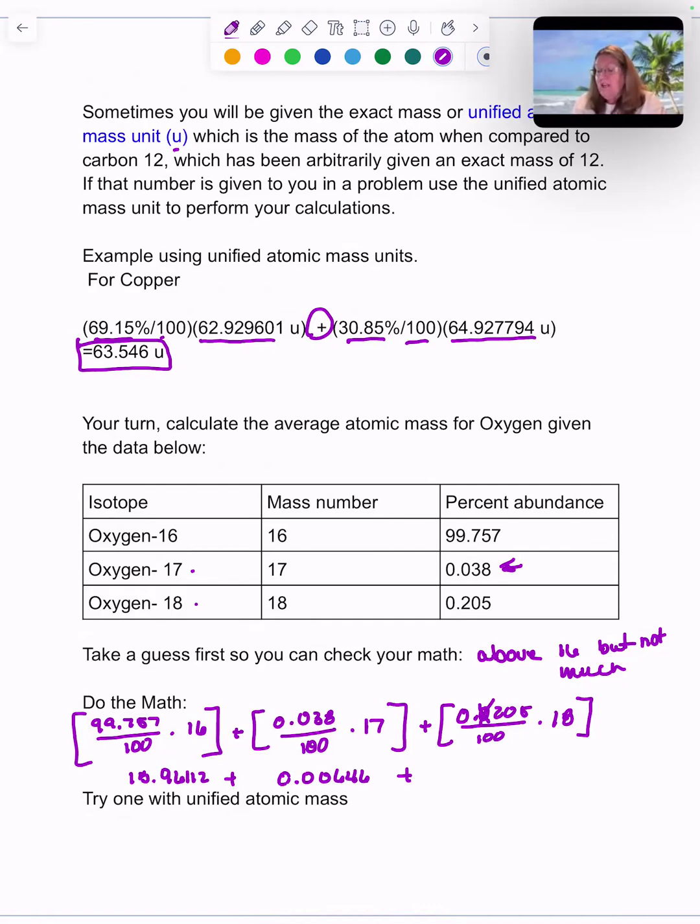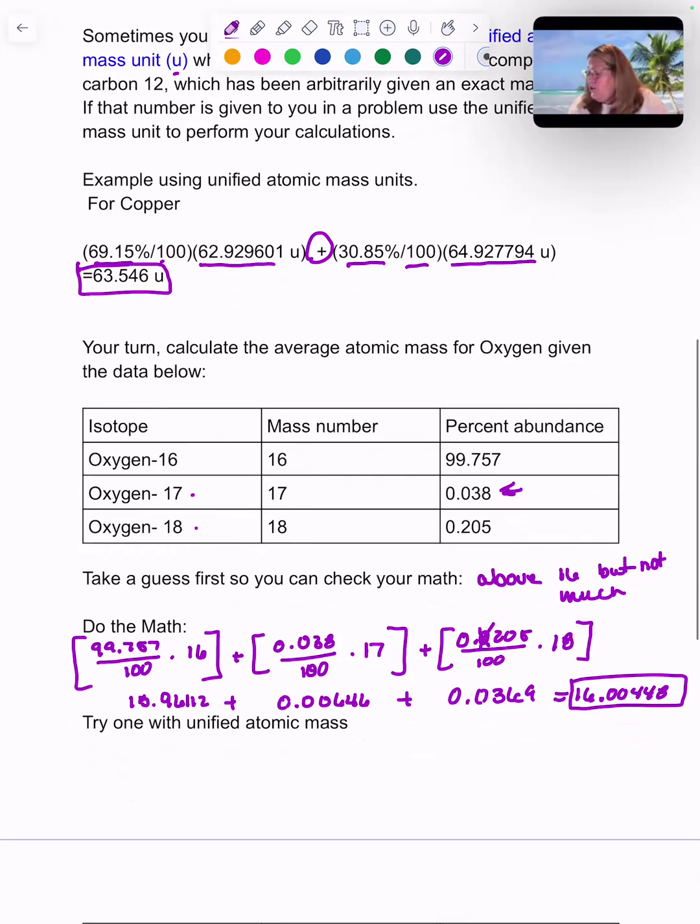Okay, then we're just going to add up all of those numbers. I'm just going back and capturing my numbers here on my calculator, adding them up, and I get 16.00448. Carrying out all of those digits just to make sure. Okay, let's try one with the unified atomic mass.